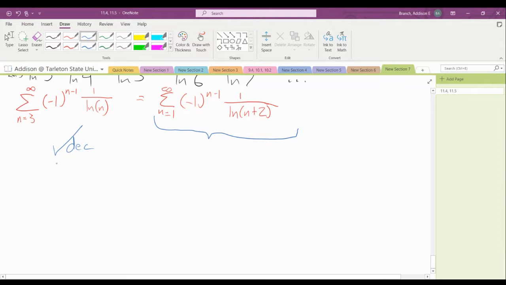So now we just have to check our limit as n approaches infinity with the absolute value. The limit as n approaches infinity of 1 over natural log of n plus 2 is approximately 1 over natural log of infinity, so 0. So therefore, our second criterion is met. Therefore, we can say that this series converges.